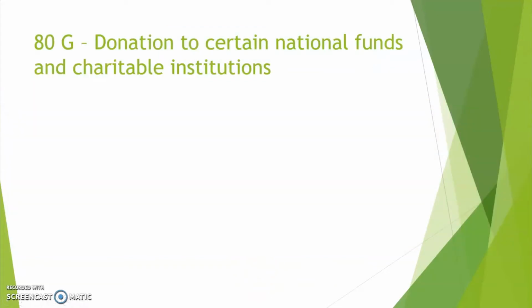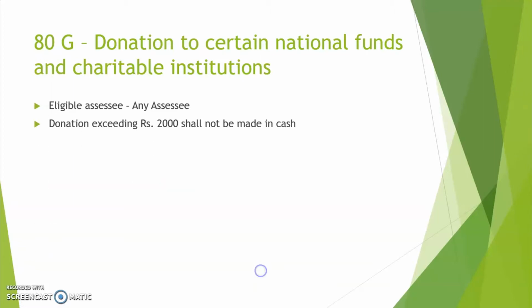Donation to certain national funds and charitable institutions, and as always, first the eligible assessee, it can be anybody, any assessee. And one condition: any donation exceeding rupees 2000 shall not be made in cash. Pretty clear, right? So now let's start with this section.